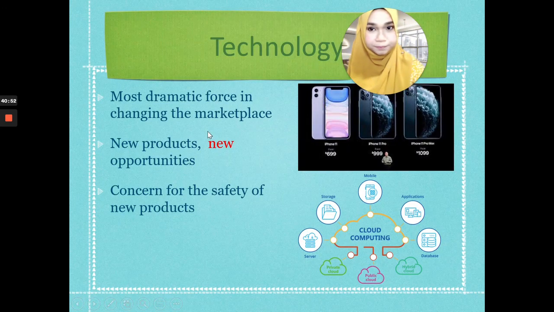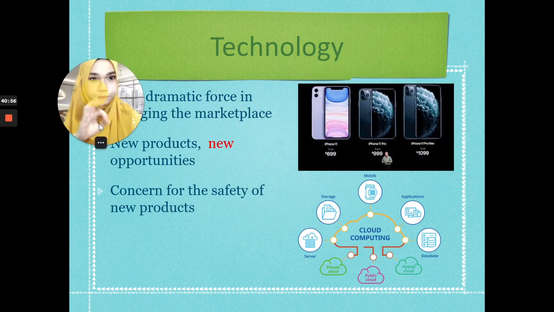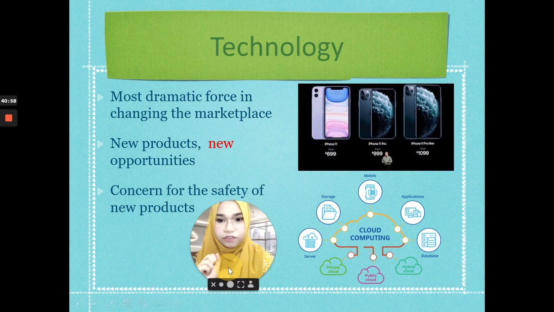Right, now moving on to the third factor. Do you still remember the first two factors just now? One we learned was social and demographic, and the other was economic. This is the third factor, or the third external marketing environment, which is technology. Technology is the most dramatic force in changing the marketplace.